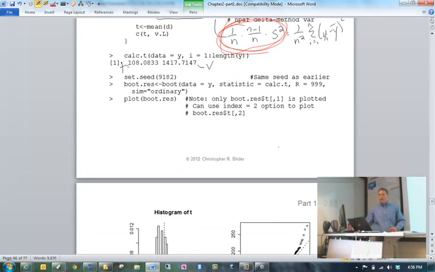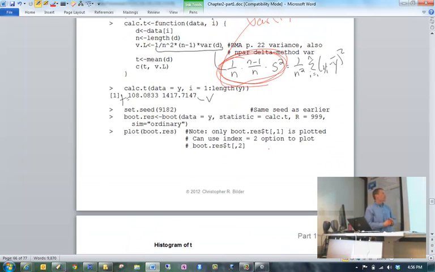So when I run the function just with the original data itself, just to test it out, it's always good to do this. I highly recommend doing this. I get my usual sample mean that we've seen before, 108, and then my estimate of the variance is 1417.71. That's V.